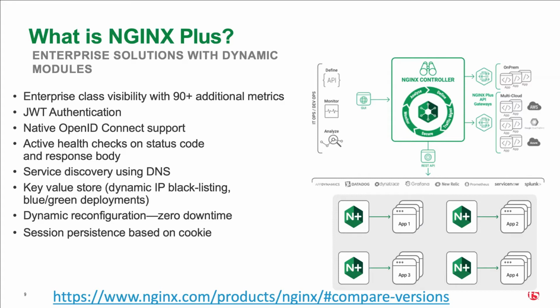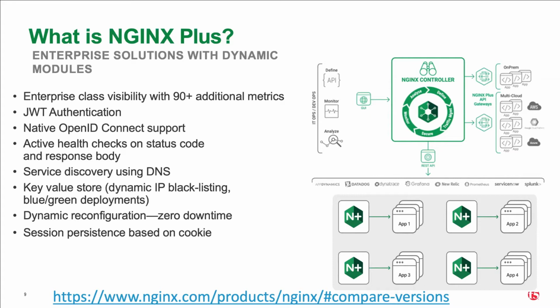JWT authentication, so OAuth 2. As you deploy your APIs, as you deploy your websites and so forth, authentication to those becomes very important. So NGINX Plus allows you to make connectivity to identity providers using JWT authentication. So it has, like it says, OpenID Connect support using JWT and other things.